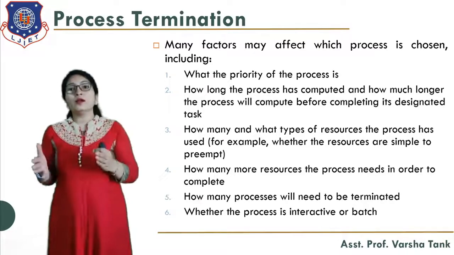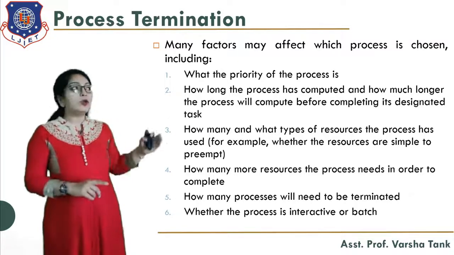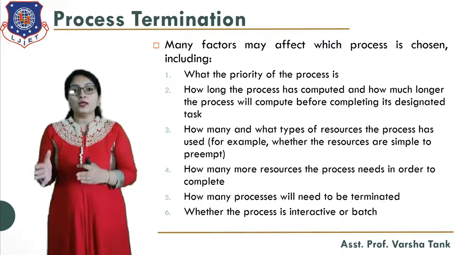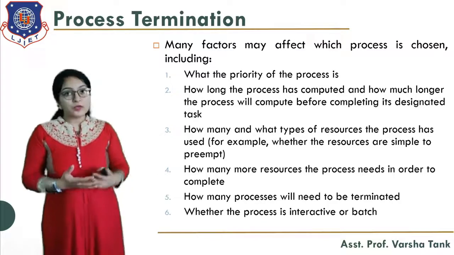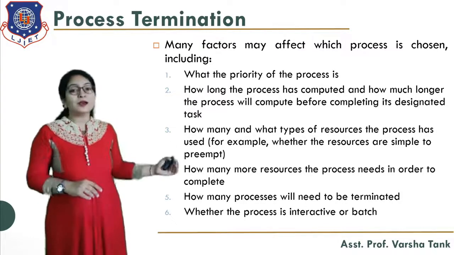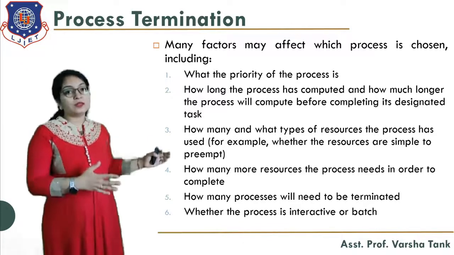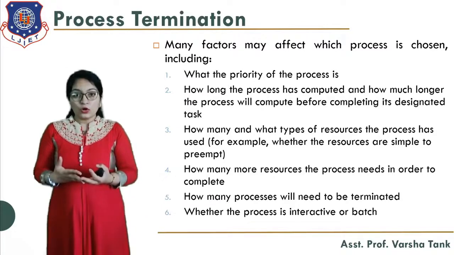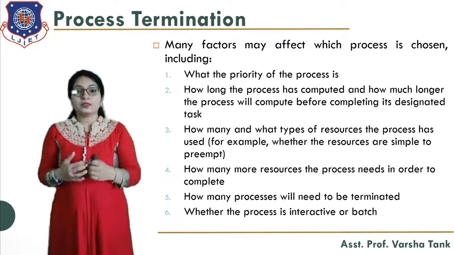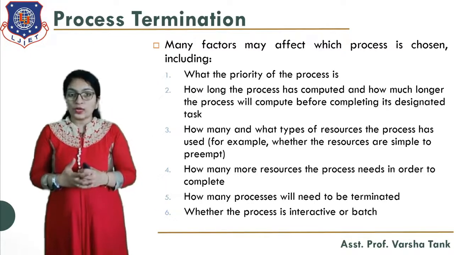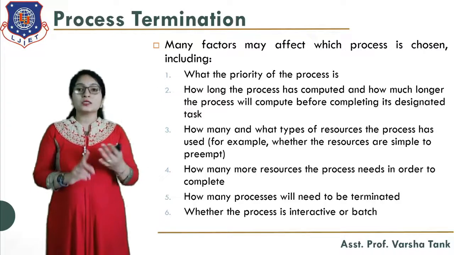The first point is the priority of the process. Then, how long the process has computed and how much longer it will compute before completing its designated task. This is the second factor. Third, how many and what type of resources the process has used, for example whether the resources are simple to preempt. If a printer is assigned, we are not able to preempt it, because that will lead to an inconsistent state. So we have to check which type of resources the process holds, whether preemptive or non-preemptive.